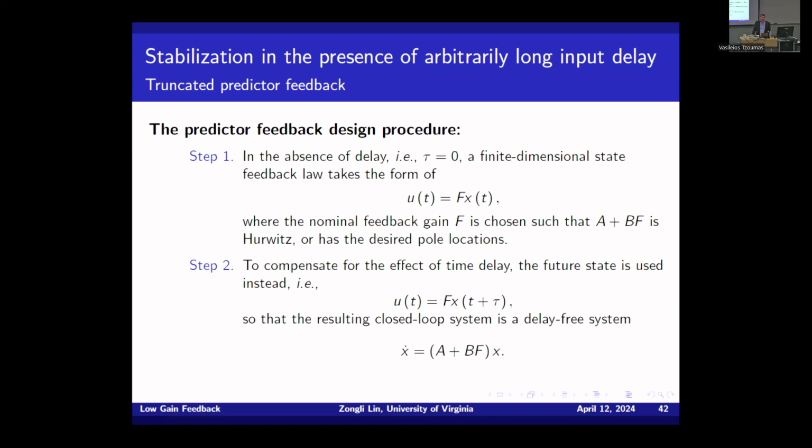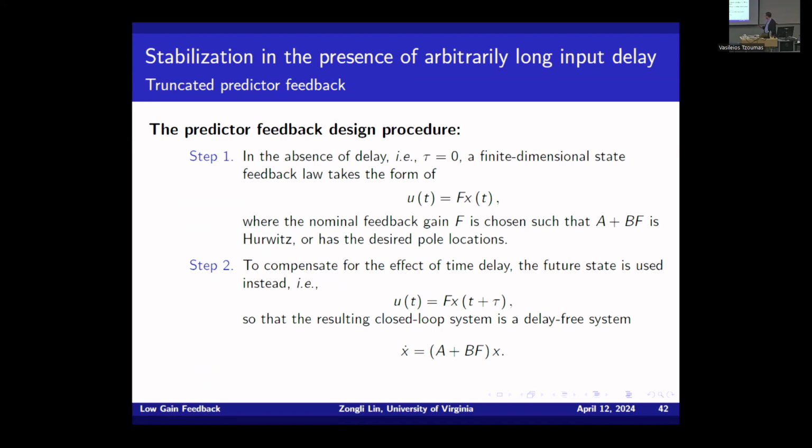So one of the effective methods for counteracting delay is so-called predictor feedback, right? The idea of predictor feedback is very simple. First, you assume delay equals 0, right? Then you design pole placement F there, right? So if there's no delay, then the closed loop eigenvalue will be A plus BF, stable, no problem, right?